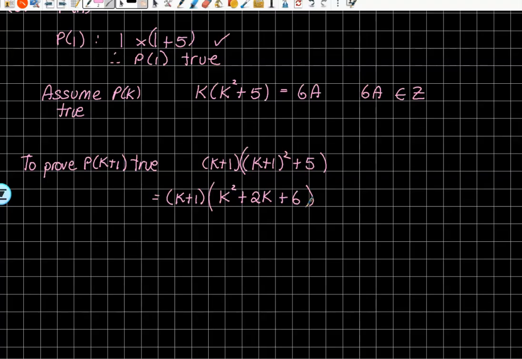Right. Next line. Wouldn't it be easier just to times K plus 1 through first and then do K cubed? Oh, that's even better. So, yep, could you go K plus 1 cubed plus 5, K plus 1? Like it? You do? Okay. Whichever way you go.